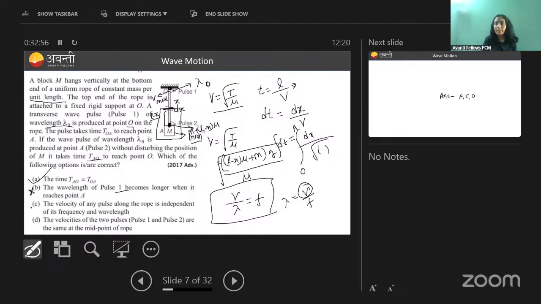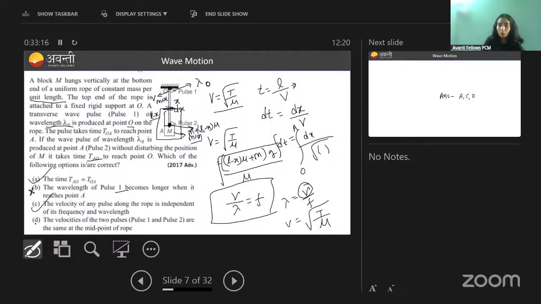Now let's come to the point C. The velocity of any pulse along the rope is independent of its frequency and wavelength. Yes, velocity is merely equal to the square root of T by mu, so it depends on tension and mass per unit length. So that's true.